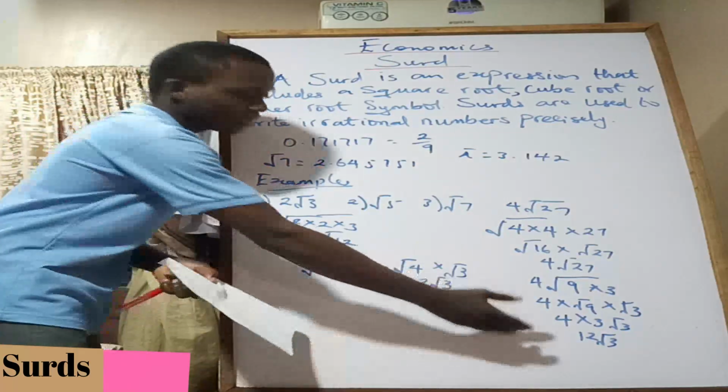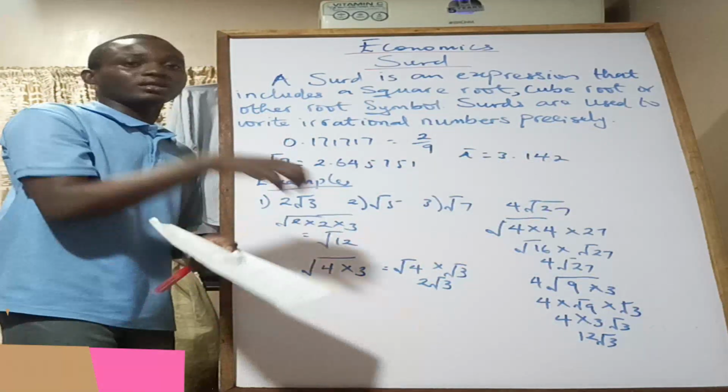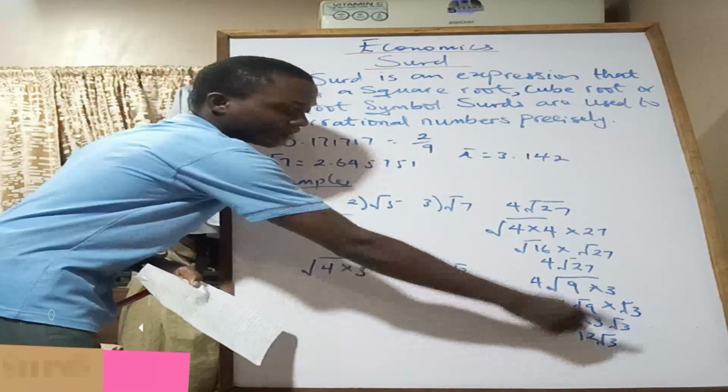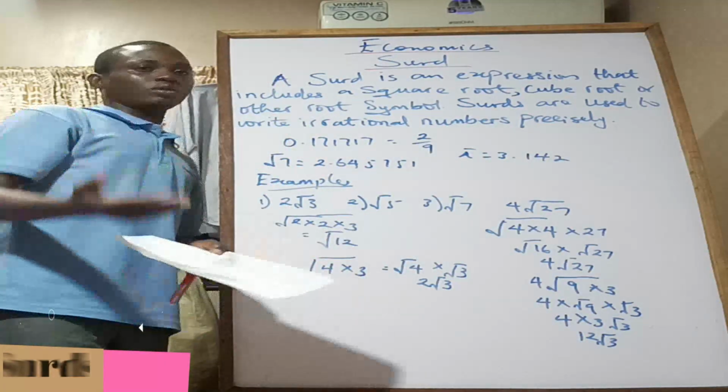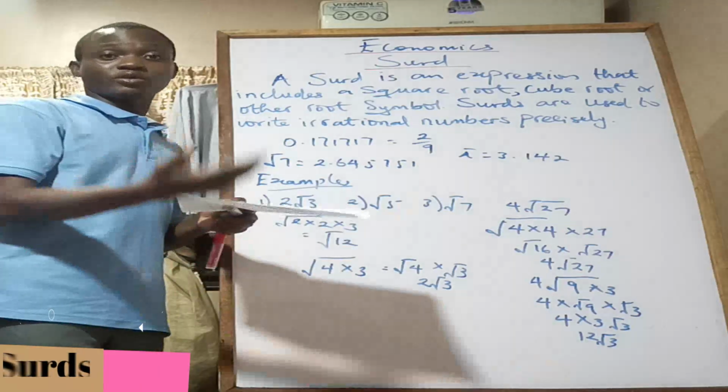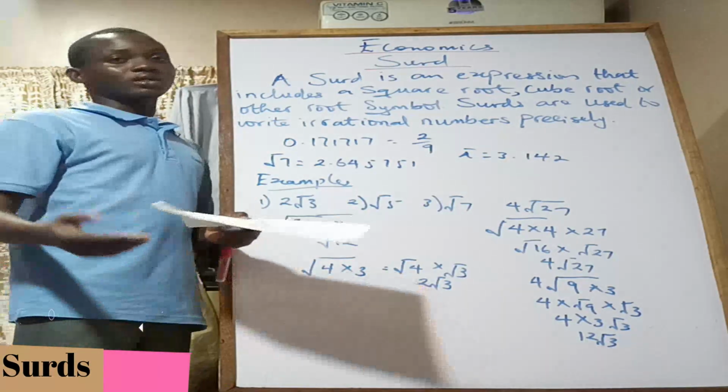If you want to bring this back to 4 root 27, or make it proper, just do 12 times 12, root of 12 times 12, then times 3. So that's the root of 144 multiplied by 3. So whatever it gives you.